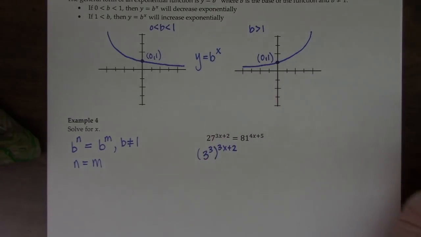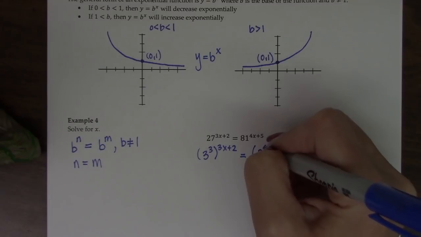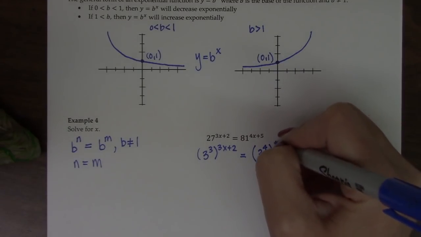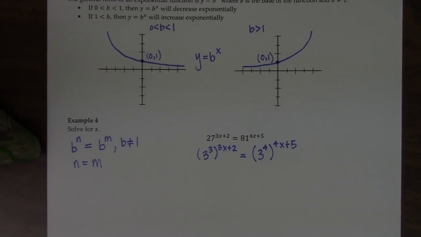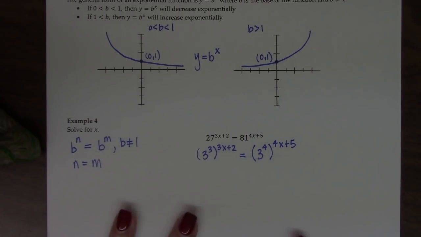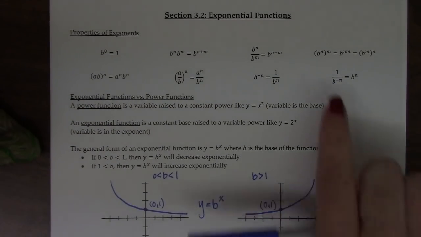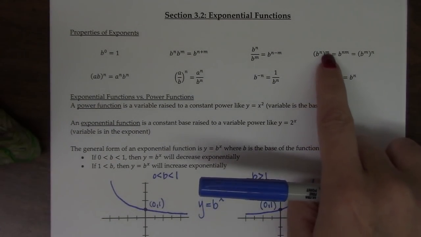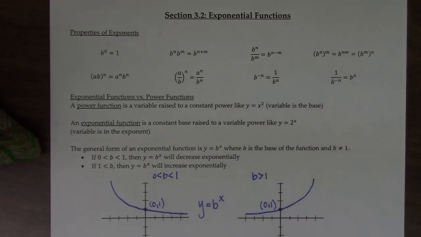And all of that is raised to the 3x plus 2. 81 is 3 to the 4th, and that's all raised to the 4x plus 5. So going back to my properties, if I have a power raised to another power, you multiply the two exponents together.